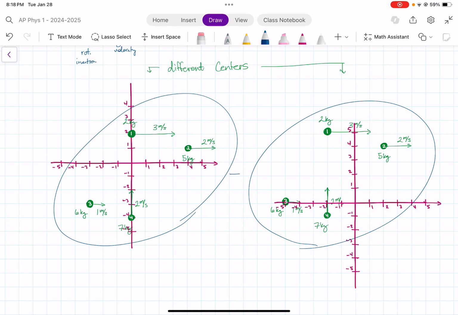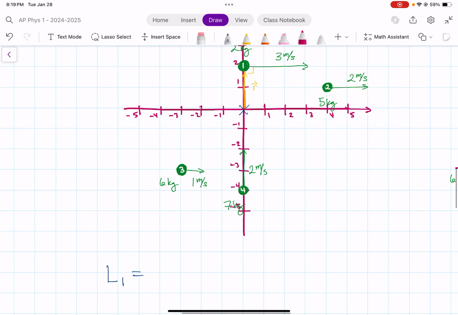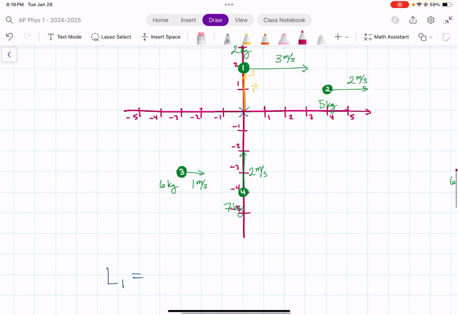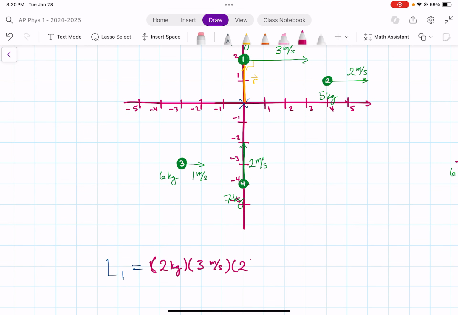See, that doesn't show up too well. Let me try yellow. Okay, so this right here, this would be my position vector. My angle is 90 degrees. The 3 is my velocity, and the 2 kilograms my mass. So I would just do m, 2 kilograms times v, 3 meters per second, times r. The distance is 2, just going based off of the coordinate system. Sine of theta, this would be sine of 90.